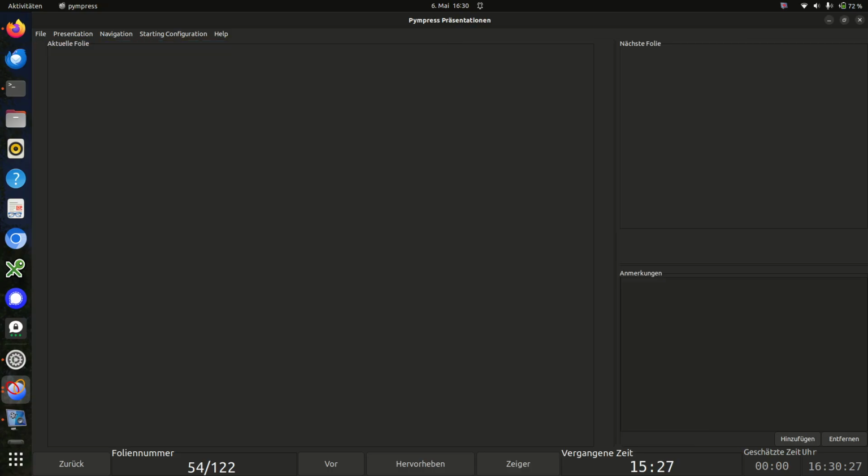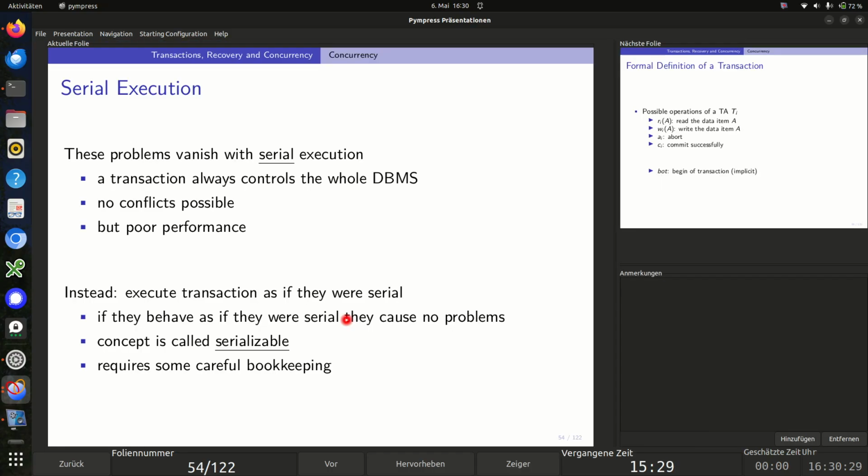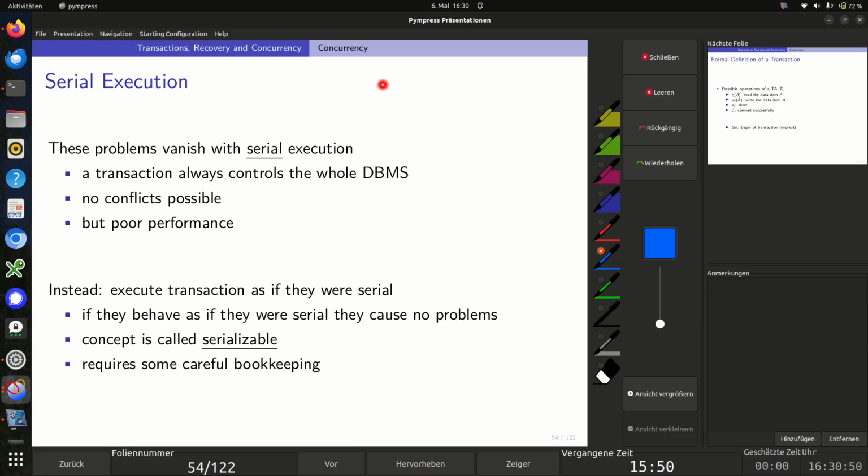So, as I said, the gold standard would be the serial execution. Serial would mean one transaction first, then the second one. This would be heaven. But the problem is it would be slow. So the idea is, at the end, we always want the transactions to behave as if they were serial, and this is called serializable, with the abbreviation SR. All transactions that act like they are serial are called serializable.